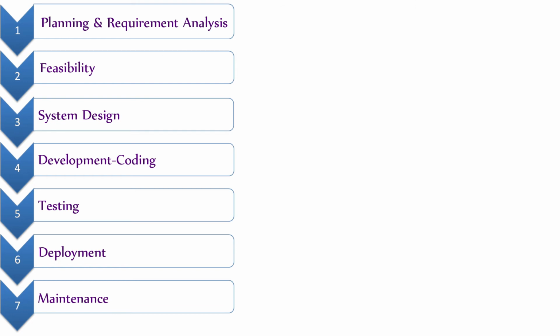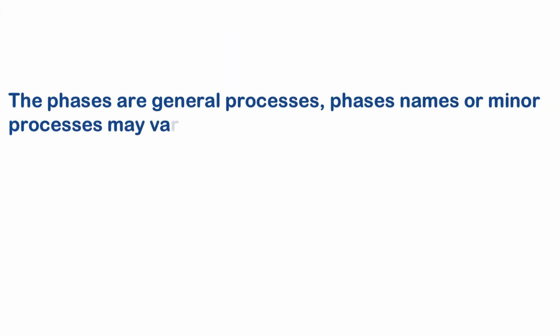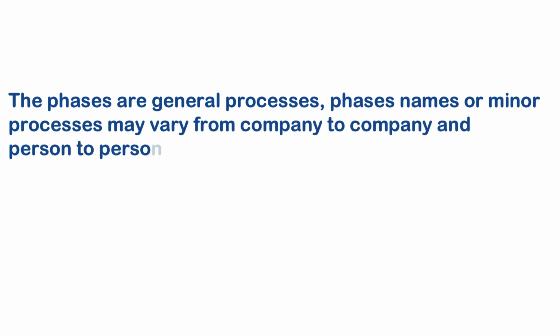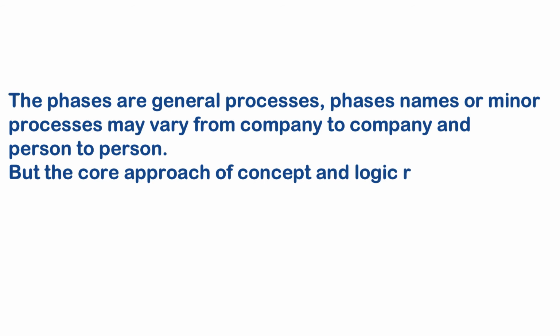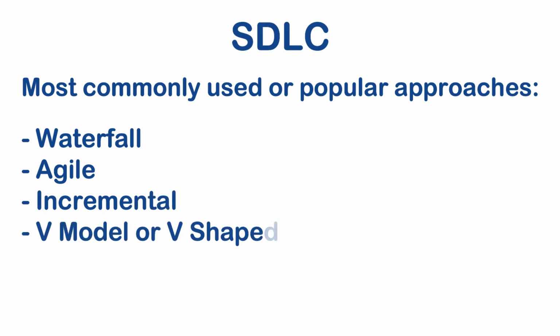Okay, so I would like to repeat my words which I mentioned in the beginning of the video, that the phases are general processes. Phase names or minor processes may vary from company to company and person to person, but the core approach of the concept and the logic remains similar. Why am I repeating this? Because even in SDLC, there are many approaches. The most commonly used or popular approaches are Waterfall, Agile, Incremental, V model or V-shaped model, and many more. But we are going to discuss and compare two approaches, that is the Waterfall methodology and the Agile methodology.